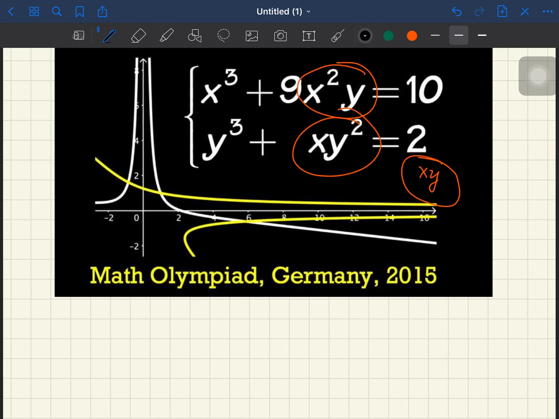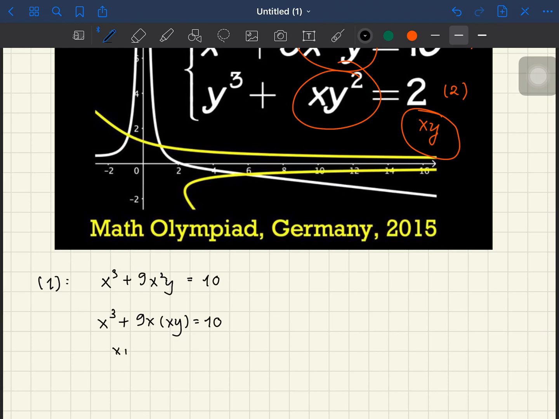So let's take the first equation, this one, and this is the second one. From the first one, we have x cubed plus 9x squared y equals 10. And then we have x cubed plus 9x times xy equals 10. I used this xy to substitute this entire thing in terms of x, and I will have as a result xy equals x cubed minus 10 over 9x.